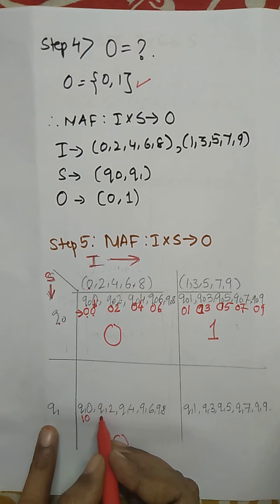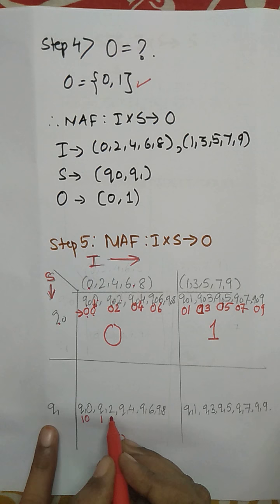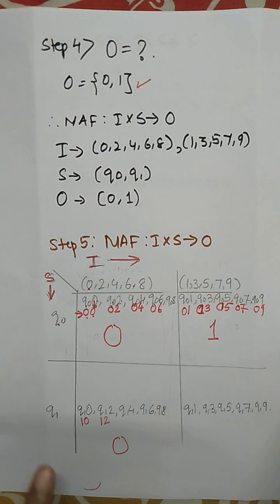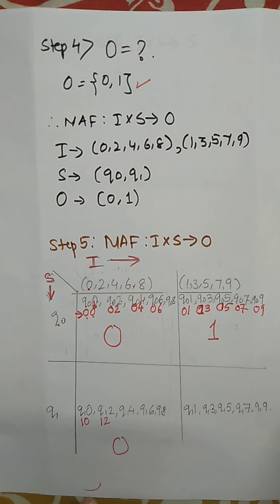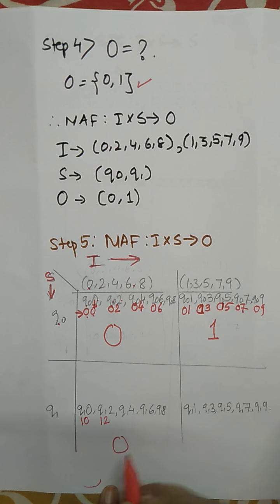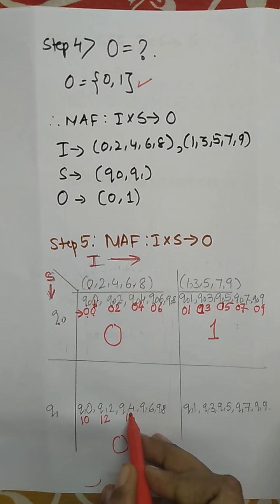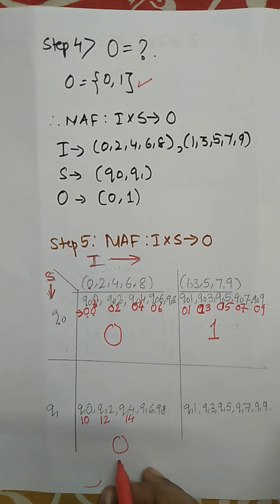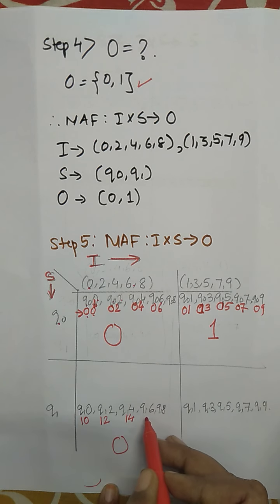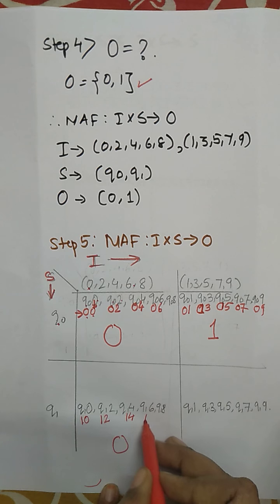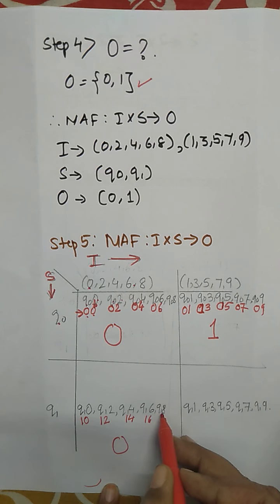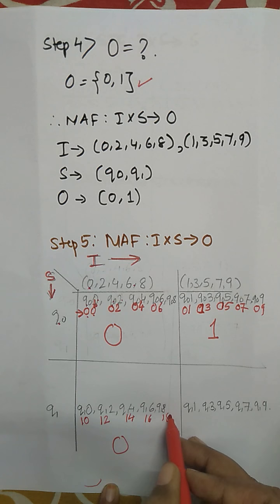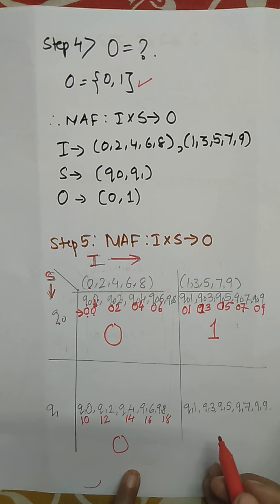Now Q1, that is 1, with the next bit 2 will make the number 12. Whether 12 is divisible by 2, yes. So how are we going to indicate it? With the output 0, so it is written as output 0. Q1 with 4 will make number 14, divisible by 2 with the remainder 0. Q1 with 6 will make number 16 with the remainder 0. Q1 with 8 will make number 18, divisible by 2 with the remainder 0.